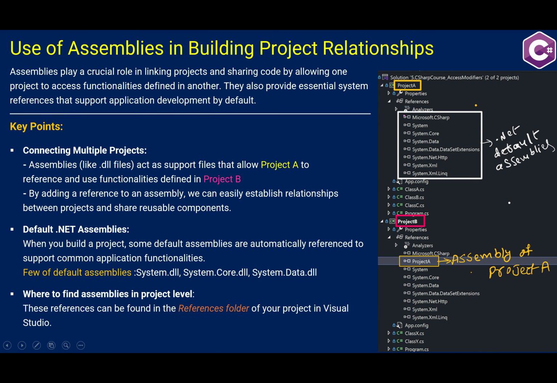So here in the snippet, you can understand there is one solution. Here in the solution, we have two projects. Let's say project A and project B. Now here, the project A related information, I want to transfer to the project B. So what I have to do is take the reference of the project A into the project B, right?